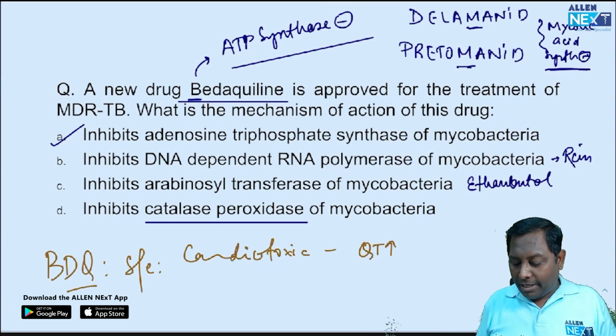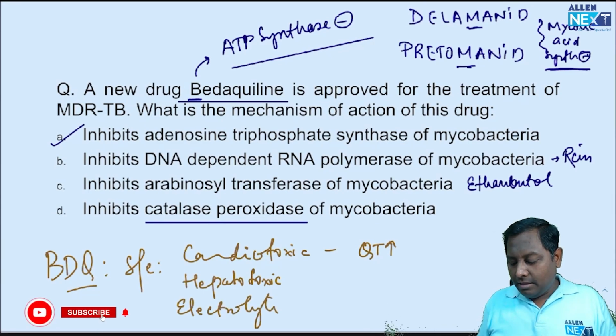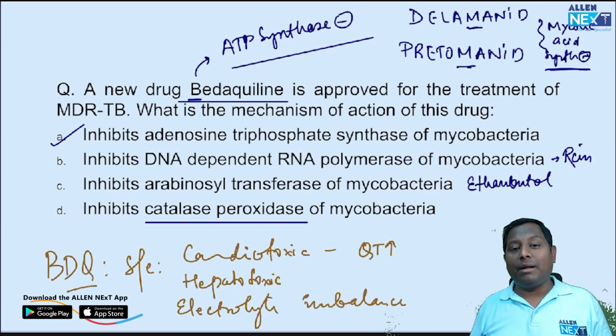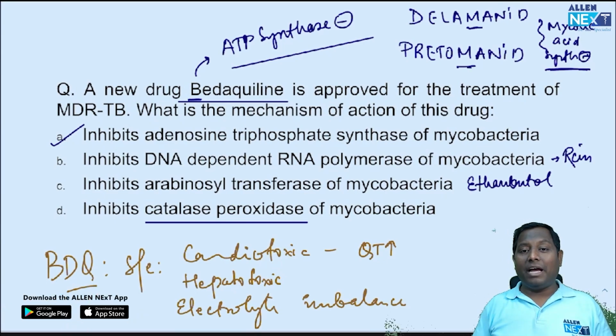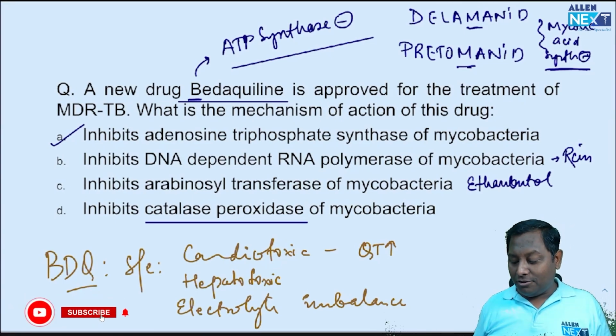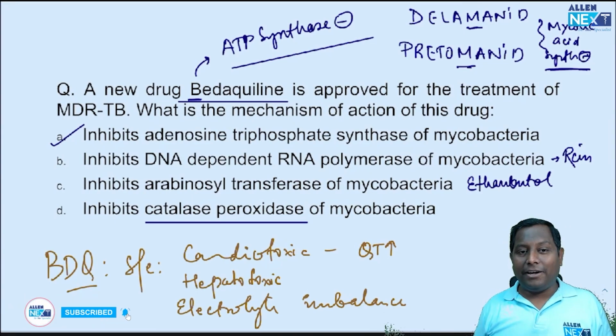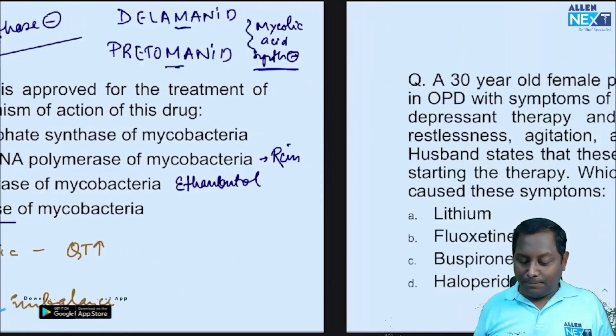They are also hepatotoxic agents. They can also lead to electrolyte imbalance. So if the examiner asks what important lab parameters you should keep an eye on, you already have the answer: ECG, LFT, and electrolyte parameters. You should always keep an eye on all these parameters, right? So we'll go ahead with the next question.